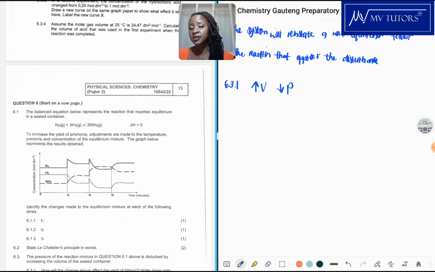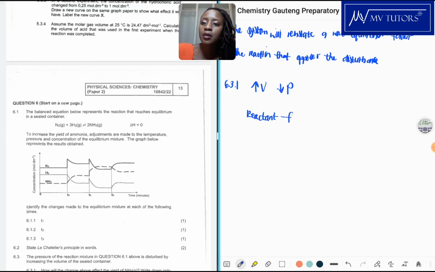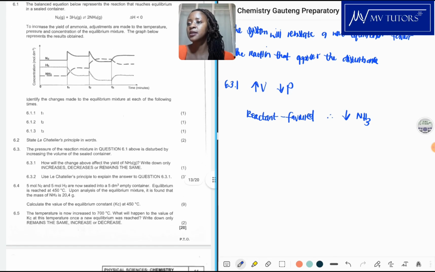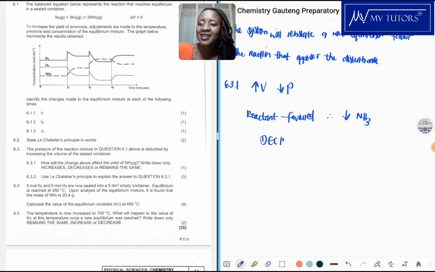But here we have increased volume and we have reduced pressure, so this will actually be reactant favored. And because it is reactant favored, we're going to have a decrease in ammonia, and that's what they asked. Write down only increase, decrease, or remain the same. So let's just stick to the question here. We're going to put the decrease.